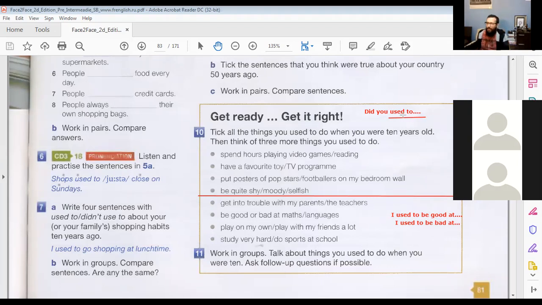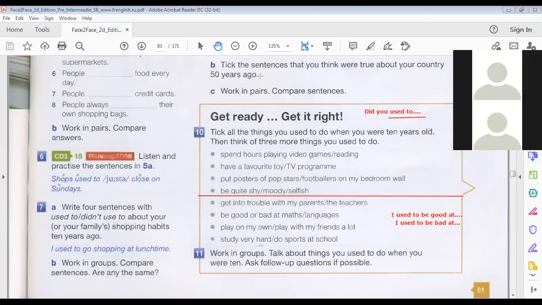So here, as you notice, the used to part is kind of optional, because you can say, did you used to spend hours playing video games? And you can just say, did you spend hours playing video games? Because like I said, there's a very close relationship between used to and the past simple. They're not very different. They're very similar to each other. So if you say, for example, I used to smoke, it means you stopped. I used to smoke. It means you don't smoke anymore, right? But you can say, I smoked.